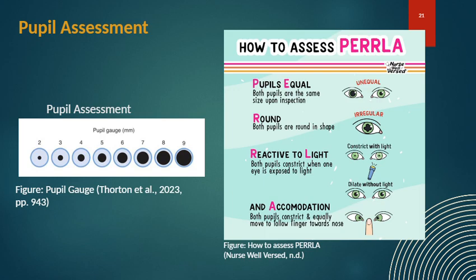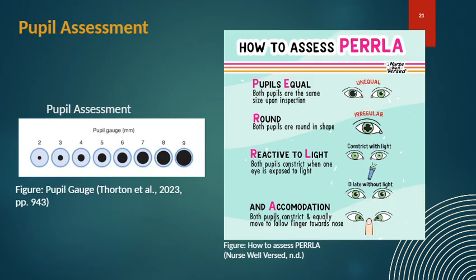The first R, reactive to light, means that when you shine a light into one eye, both pupils should constrict. This shows that the optic nerve and oculomotor nerve are working together. If the pupil constricts slowly, minimally, or not at all, that is a neurologic red flag. If one pupil dilates instead of constricting, this is extremely concerning and must be reported immediately.